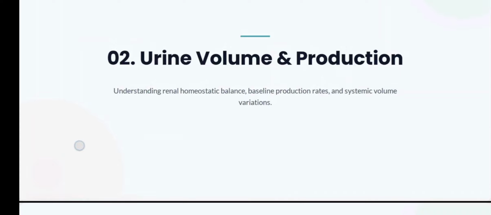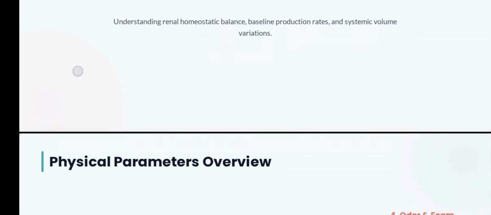Urine volume reflects a balance between fluid intake and fluid loss. Changes in urine volume may indicate diseases, dehydration, or other medical conditions.